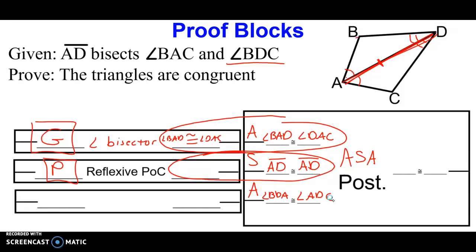And how did I know that information? Picture. Angle bisector. And that was from the given. So put a G in the front.